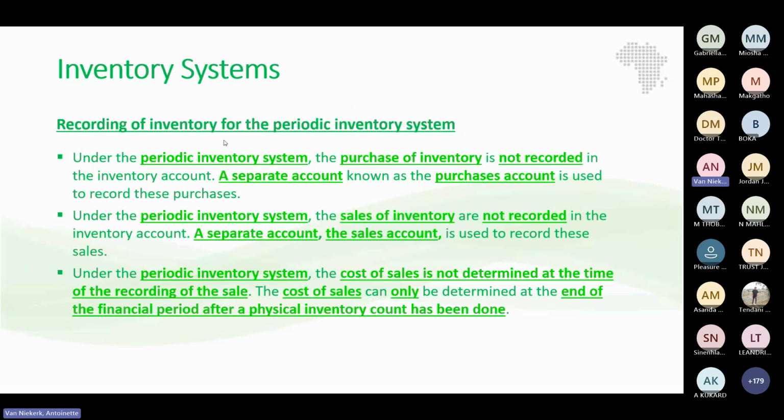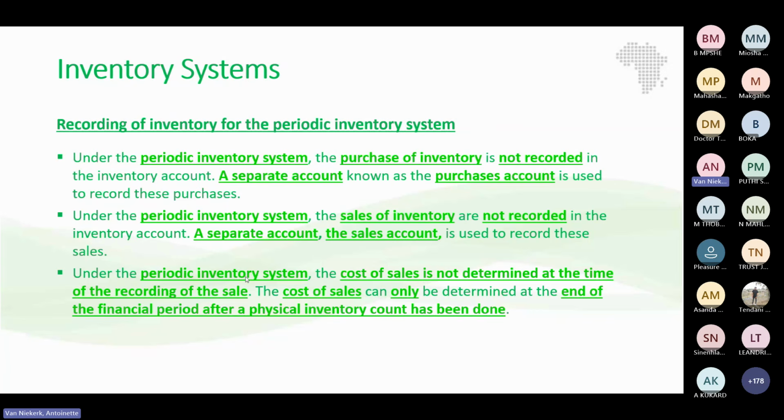Recording of inventory for the periodic inventory system. Under the periodic inventory system, the purchases of inventory are not recorded in your inventory account. A separate account known as your purchases account is used to record these purchases. Still under the periodic inventory system, the sales of inventory are not recorded in the inventory account. A separate account, namely the sales account, is used to record these sales.